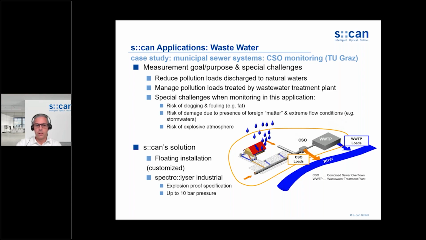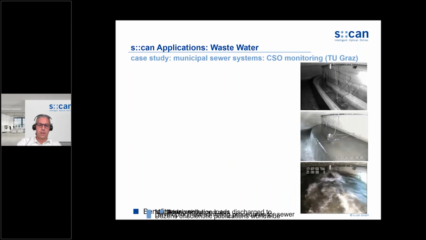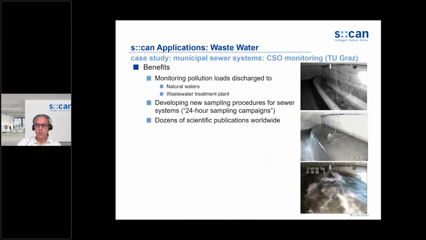The ESCAN solution was a customized floating installation and spectrolyzer industrial. This is specified to be explosion proof and can work up to 10 bar pressure. Here you can see some pictures from the movie you saw before. The benefits for this customer were to monitor the pollution loads discharged both to natural waters and to the wastewater treatment plant. They developed a new sampling procedure for sewer systems.